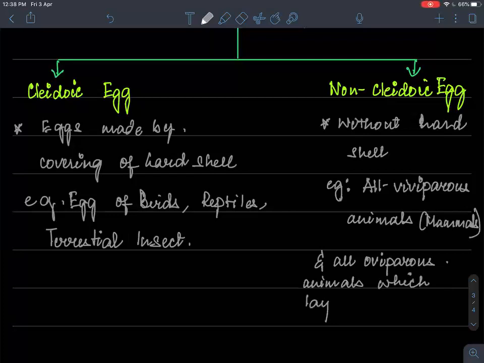So with this, we have come to the end of the types of egg, and students, we have discussed all the different types of egg that are required for you to know for the NEET exam preparation. I hope you liked it and have gone through this. Please repeatedly go through the types for your MCQs.